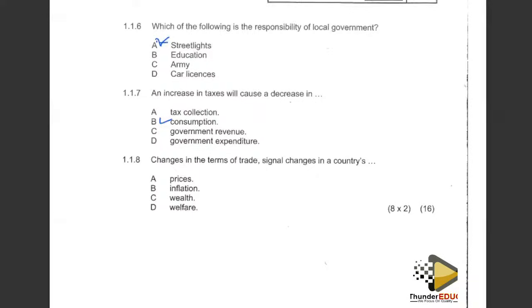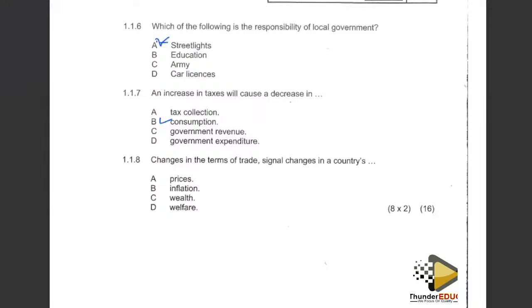Okay, right. So now moving on to the next question, we have 1.1.8. Grade 12s, it reads as follows: changes in terms of trade signal changes in countries. So now let's check the terms of trade. What is this terms of trade?